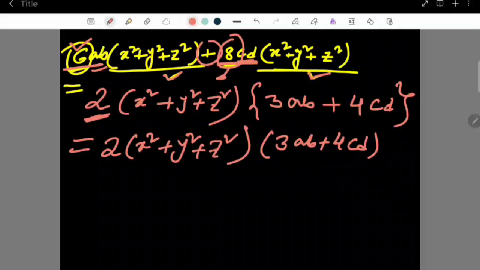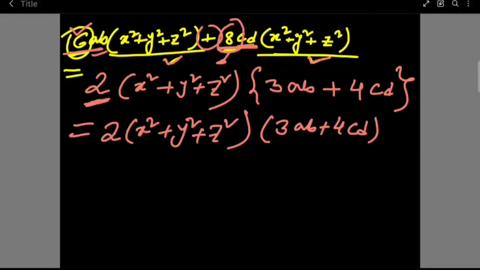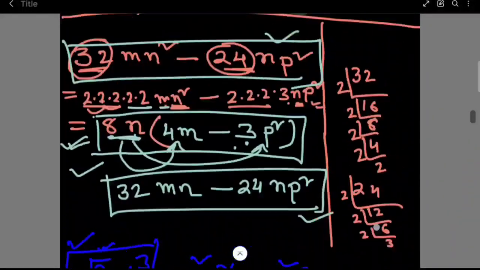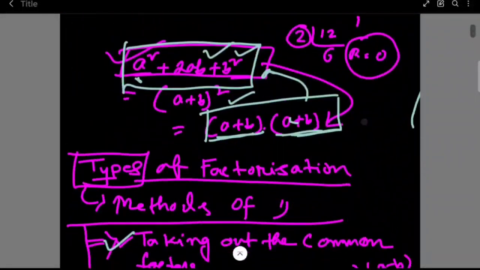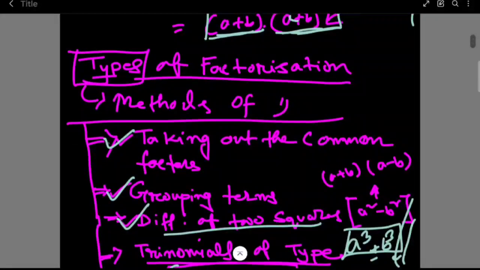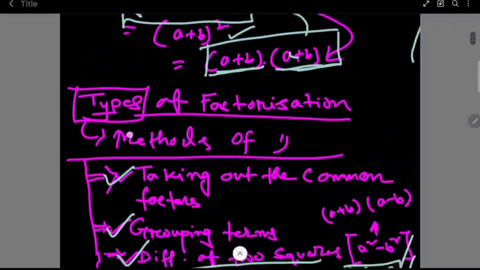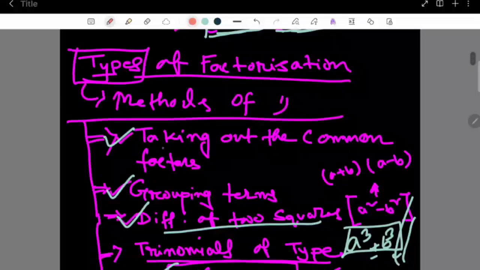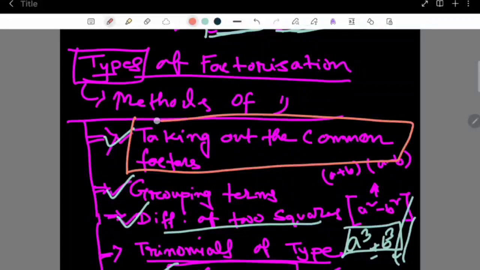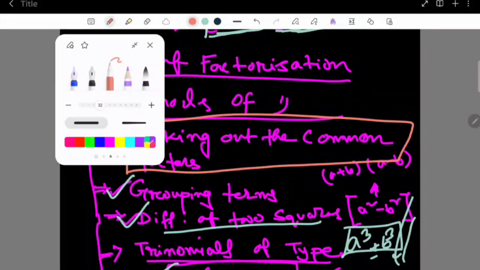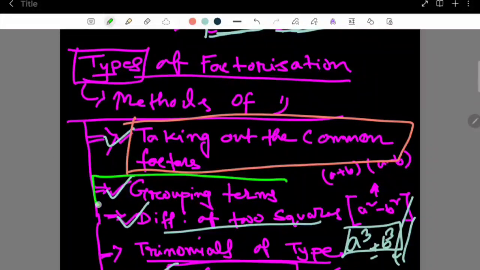In the next sum we will see the next type. We have seen that factorization can be done in many ways. First we discussed that the first type of factorization is taking out common. So this first type, taking out common, is done. Next we are going to do the second kind of factorization, that is grouping terms.